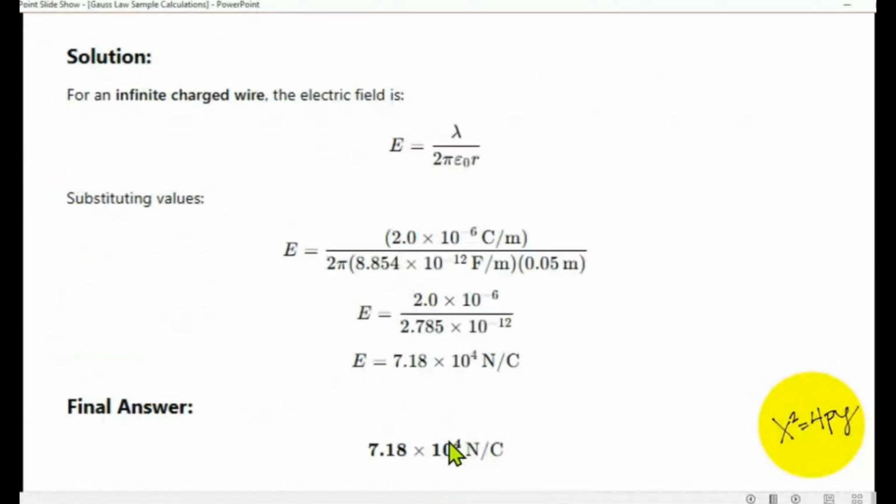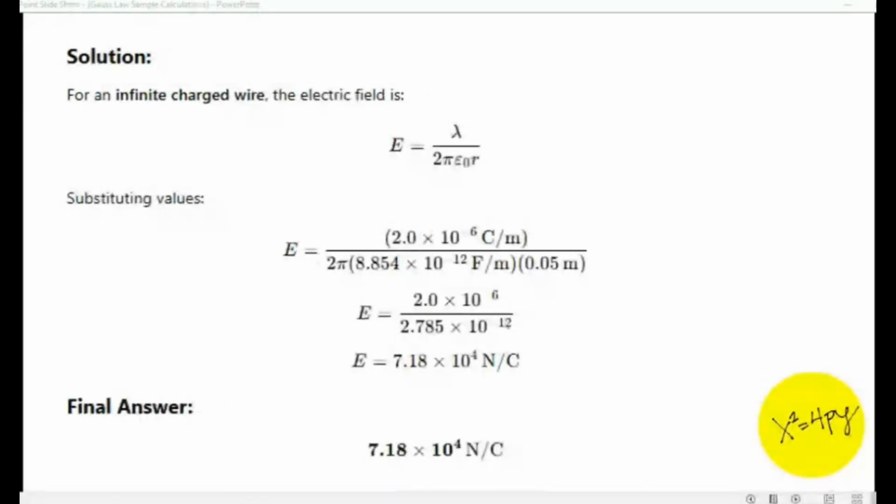Now, substituting those values into our solution, again, we have lambda, the charge per unit length of the wire, 2 pi, the permittivity of free space, and the small r, which is the radial distance from the center or from the axis. The value of lambda is 2.0 times 10 raised to negative 6 coulomb per meter, then 2 pi, then the permittivity of free space, then the radial distance from the axis, which is 0.05 meters.